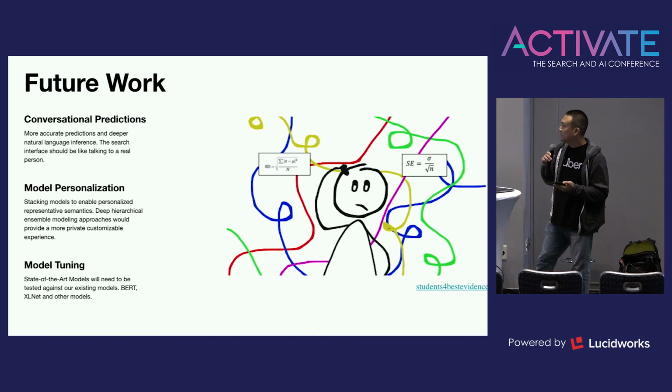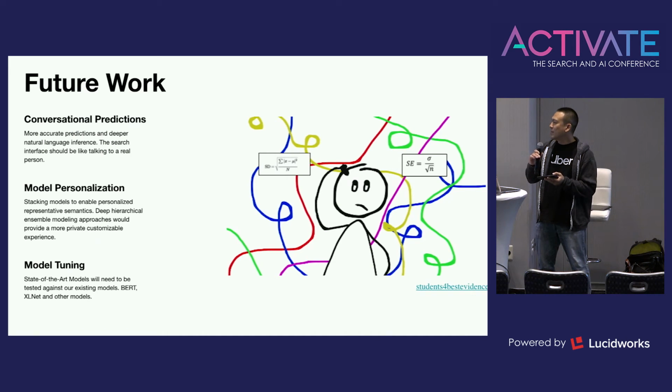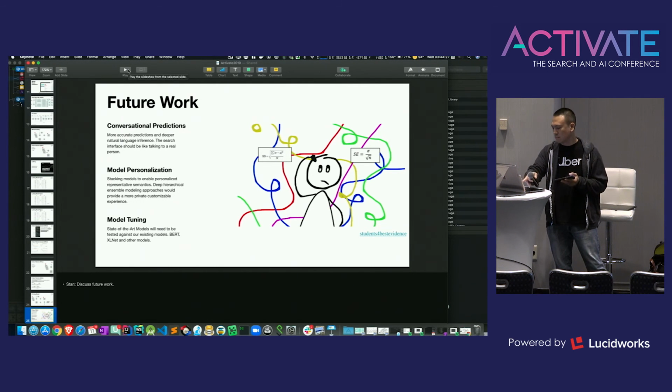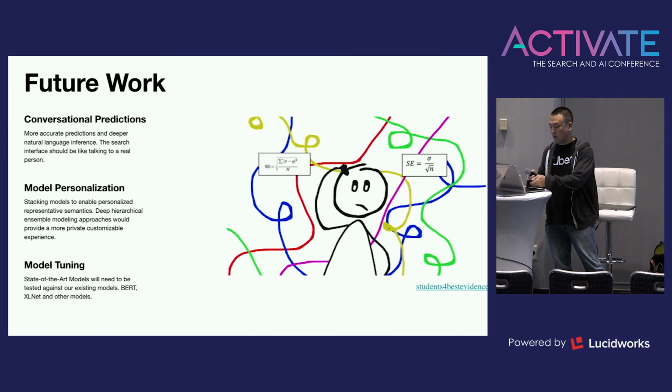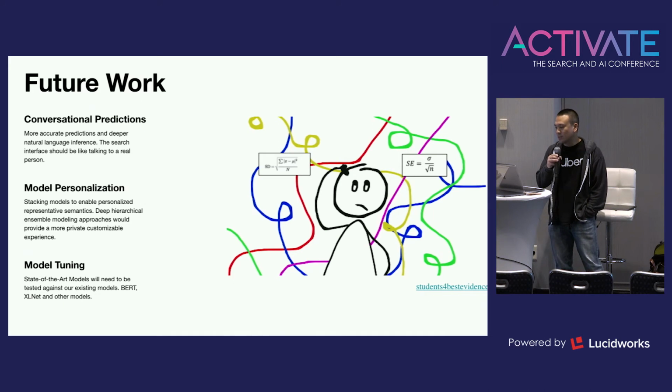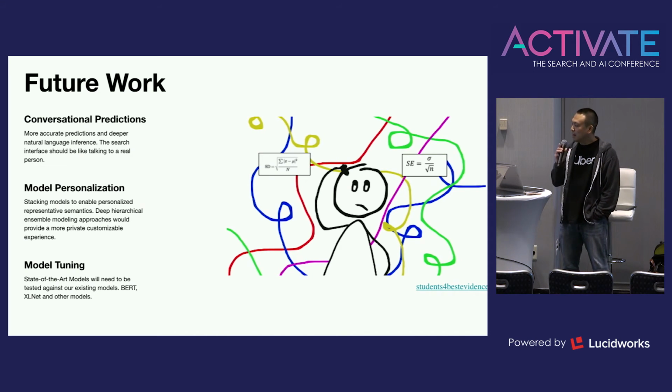Great. So a little bit of highlights around what we're planning for the future. We're looking into conversational predictions, so more accurate predictions and deeper natural language inference. The search interface will be more like talking to a real person. Model personalization: stacking models to enable personalized representative semantics, so deep hierarchical ensemble modeling approaches to provide private or more customizable experiences for the end user.